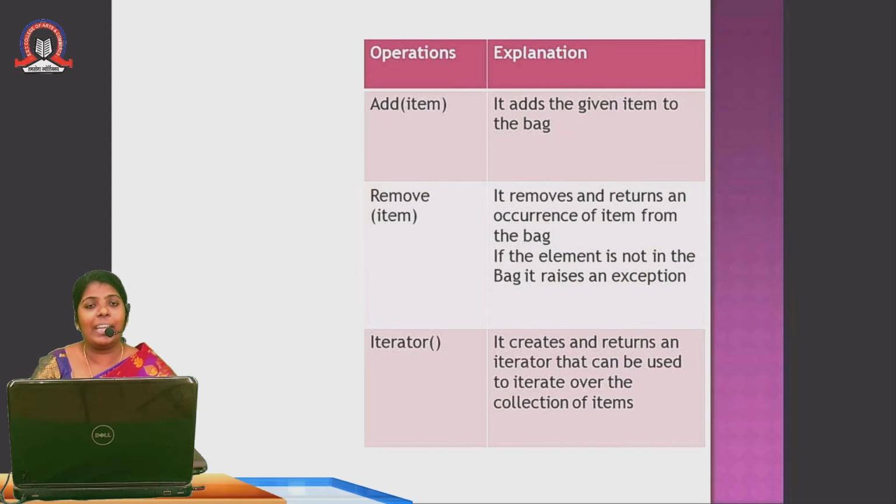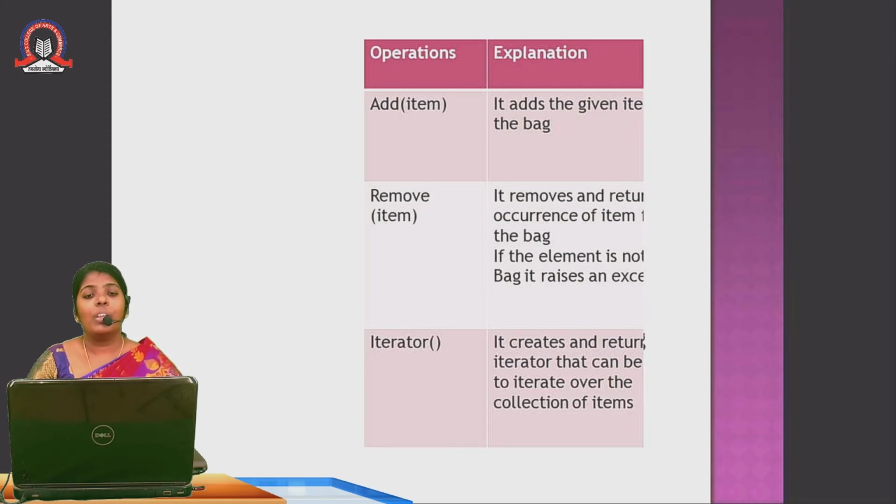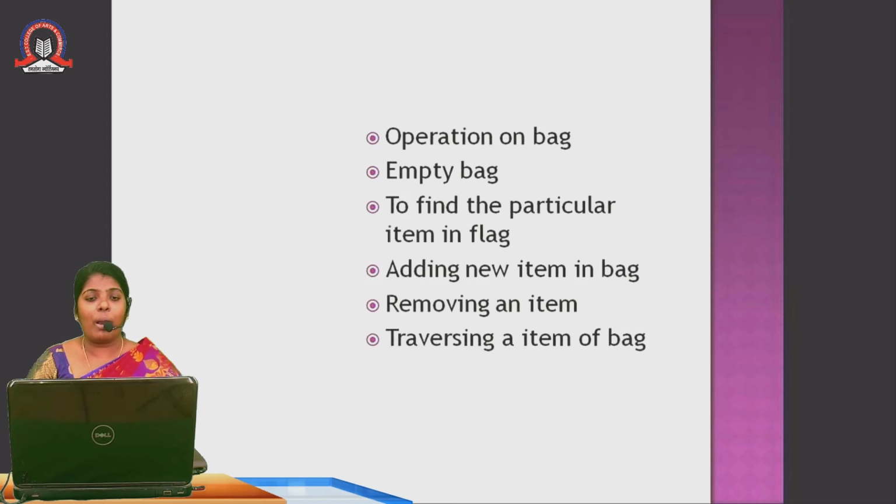Now add item: using this function, you can add an item to the bag. Then remove item: if you don't want some item from the bag, you can remove it using remove item. Then iterator: you can traverse the bag. For example, if many items are in the bag, you can search for the one you want. Operations on a bag are: creating an empty bag, finding a particular item, adding a new item, removing an item, and traversing the items of a bag.